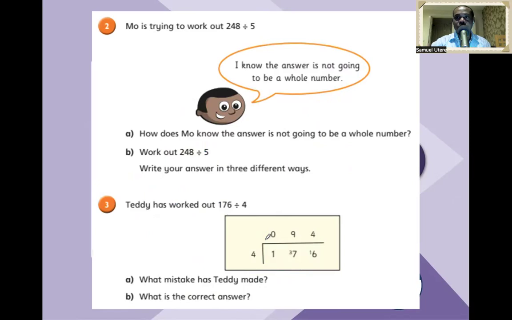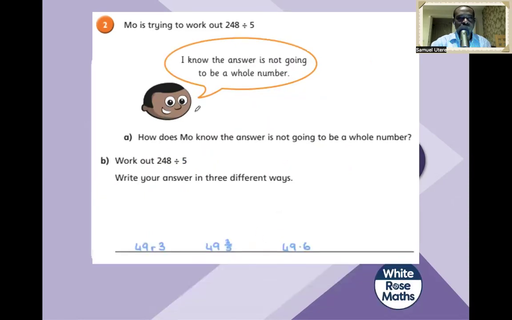Assuming you've paused the video and you've answered the questions, here are your answers. Let's discuss them. So here you were asked question 2. Mo is trying to work out 248 divided by 5. He says, I know the answer is not going to be a whole number. How does Mo know the answer is not going to be a whole number?